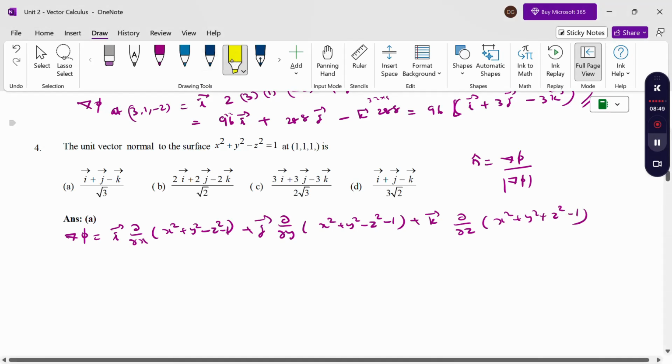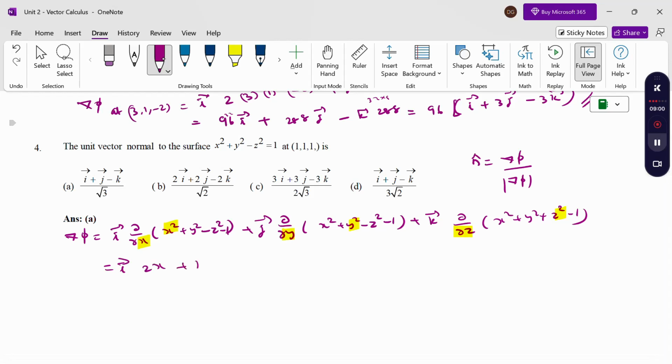So when I am differentiating, here x is the variable, here y, here z, therefore I vector 2x, other term 0, and j vector 2y, other term 0, plus k vector 2z, other term 0. At the point 1 1 1, substituting into del phi, therefore x is 1, 2i vector, y is 1, 2j vector, z is 1, 2k vector, so 2i vector, j vector, k vector.